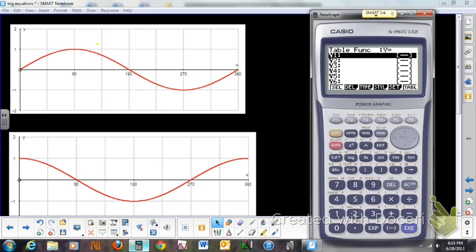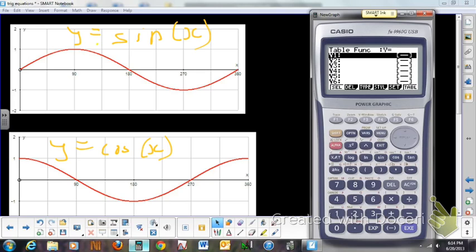Okay, we're going to look at sine and cosine graphs, and we're going to first look at how we get the calculator up and running as far as using the calculator to create the graph. And this is a sine graph. This is a cosine graph. And we're only going to confine ourselves to these two types of graphs.